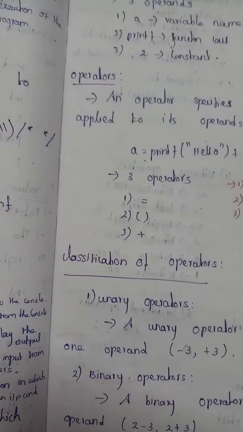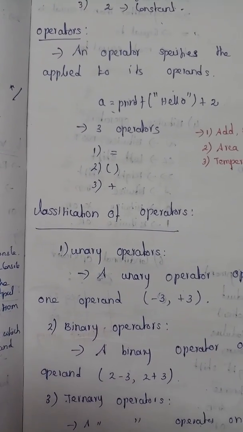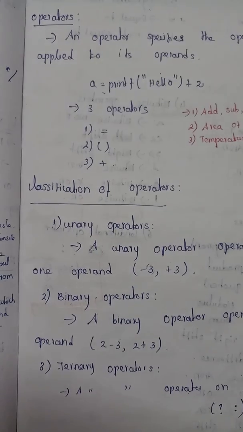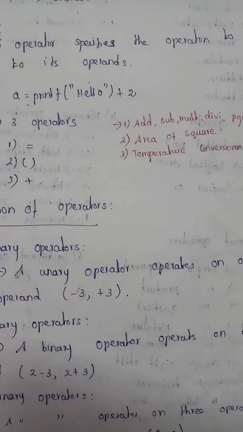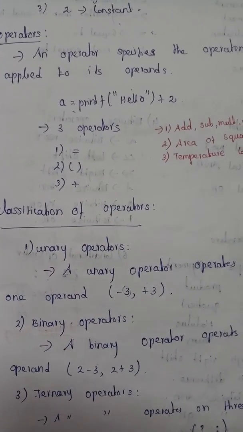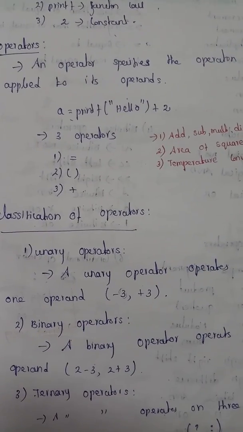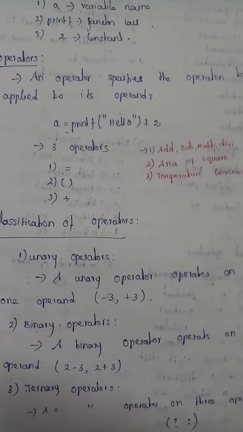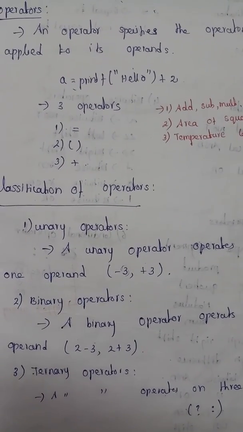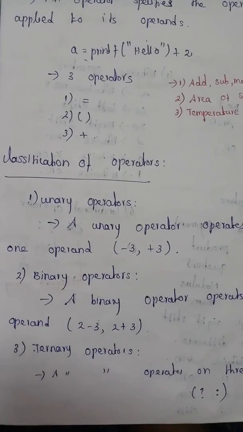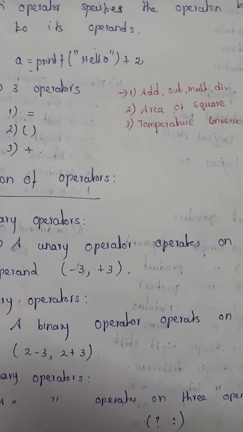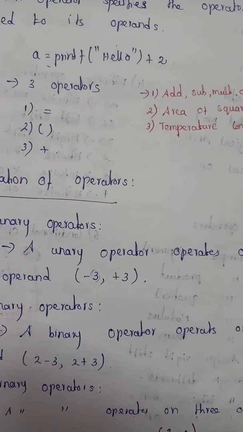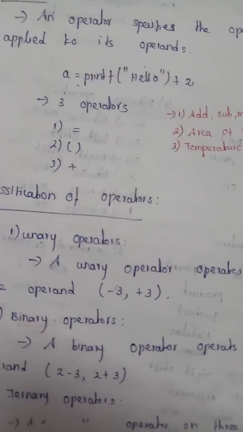The next classification of operators: the first one is unary, the second one is binary, and the third one is ternary. First one is unary. A unary operator operates on only one operand, for example -3 or +3. Binary means it operates on two operands, like 2 - 3, 2 + 3. And the third one is the ternary operator. It operates on three operands. This is called the ternary operator. Using the ternary operator, we have discussed coding to find the largest among two numbers. You need to study that coding also.